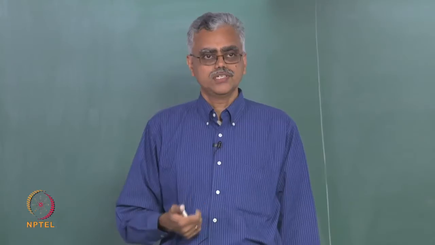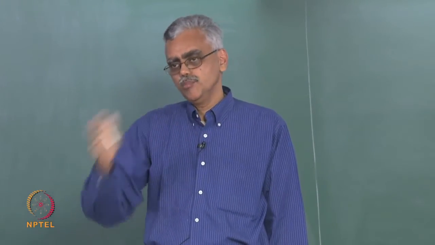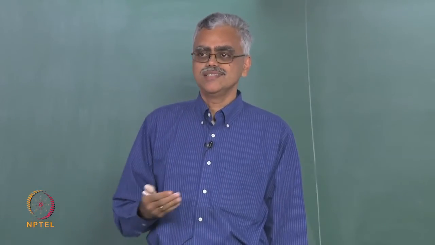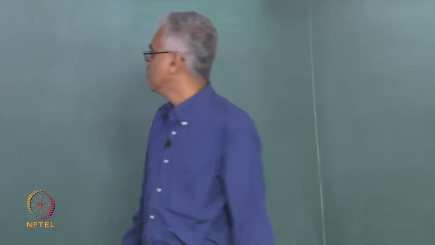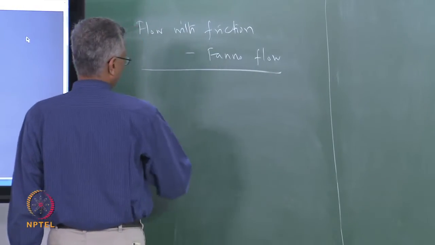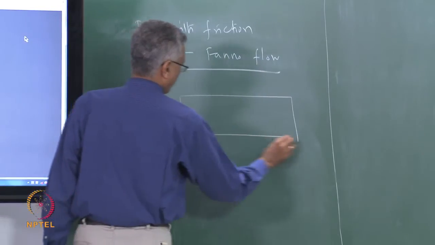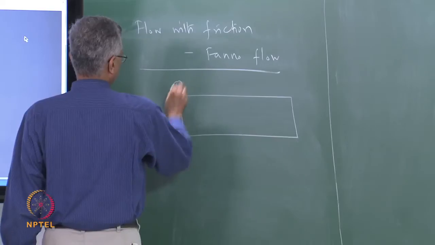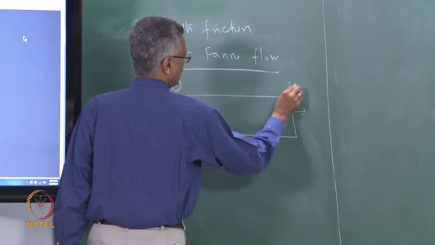So we really need to understand Fanno flow so that we can design the pipes properly, and also the equipment, and ensure that the equipment gets the air at the conditions that you desire. That is the reason why we are looking at this particular application. To simplify, the scenario is almost the same as what we were looking at earlier. We have a duct or a pipe of constant cross-sectional area, and air enters at inlet state 1 and exits at state 2.